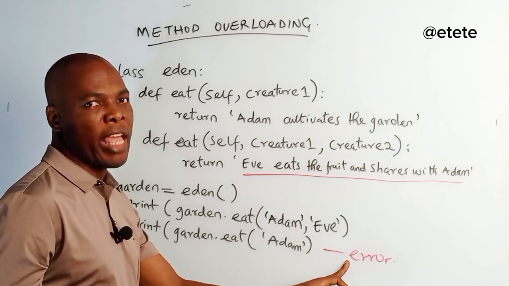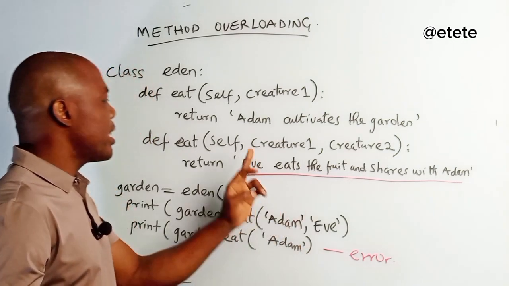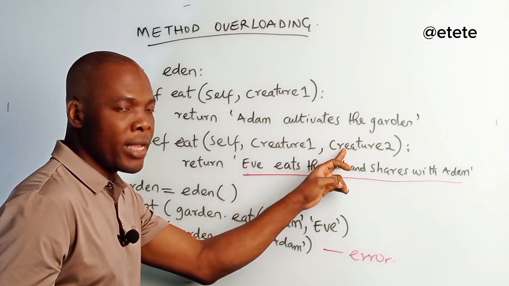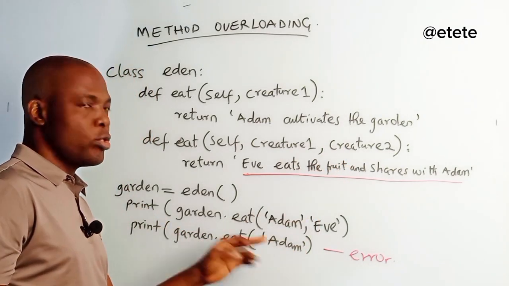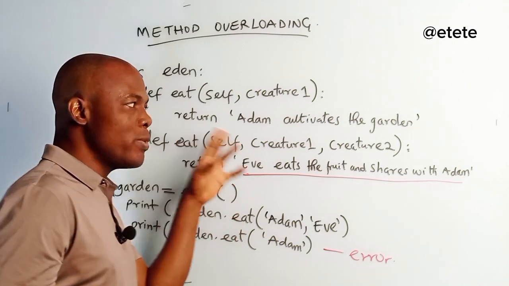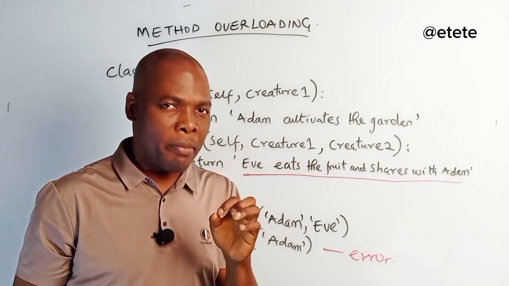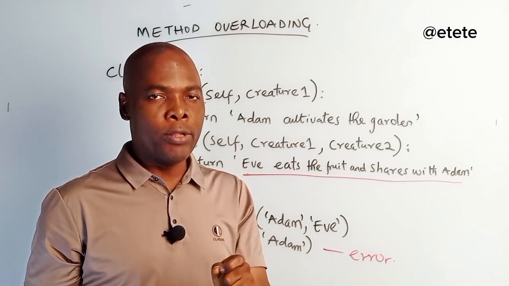This one is going to throw you a type error, telling you that the method is expecting two parameters, but you have only one parameter supplied to it. So it will throw you an error. So you can see that with this, Python does not implement method overloading.